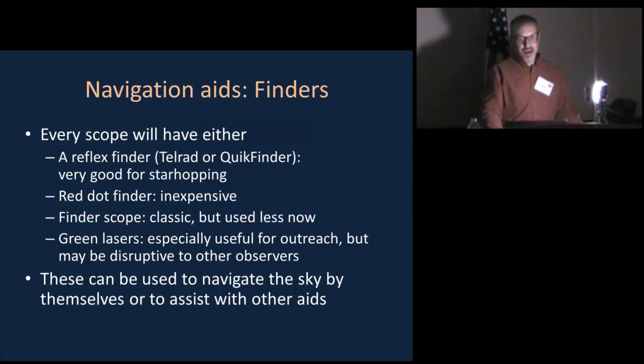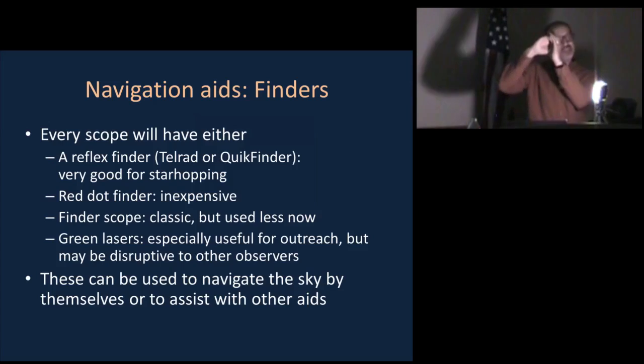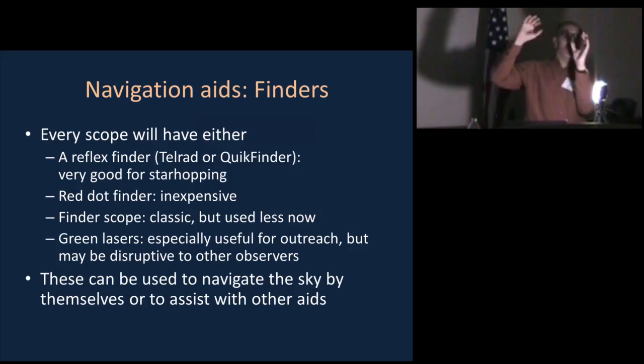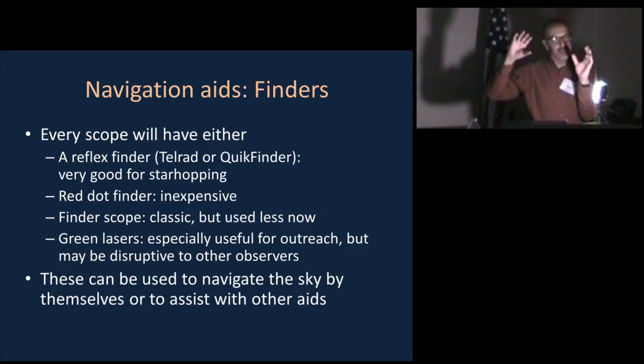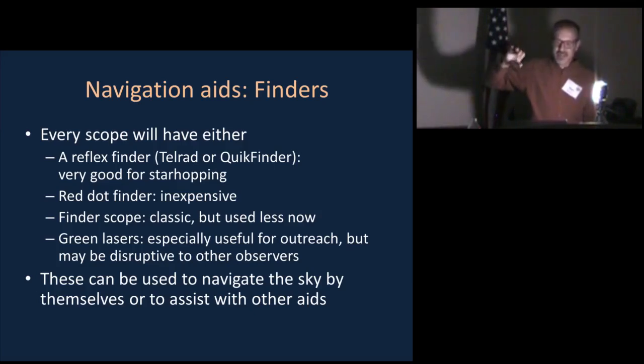Let's talk a little bit about navigation aids, and there's a variety of these too. First is to talk about finders. Every scope is going to have a finder, and that's because if you look just through the eyepiece, you're only going to see a small amount of the sky, right? To figure out where you are and where things are, you need to be able to see a bigger amount of the sky, and that's what the finder does for you. There are a number of different types. One of them you'll see on a lot of the telescopes that we have in the club are reflex finders. Those are your Telrads. I have a picture of one coming up.